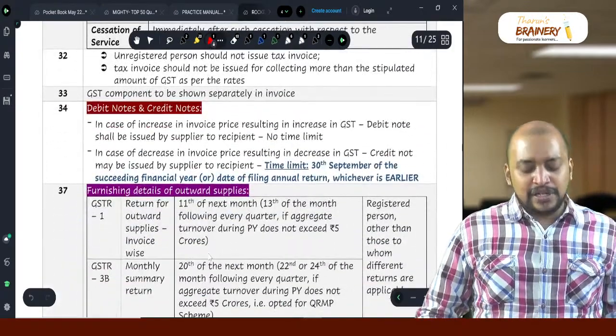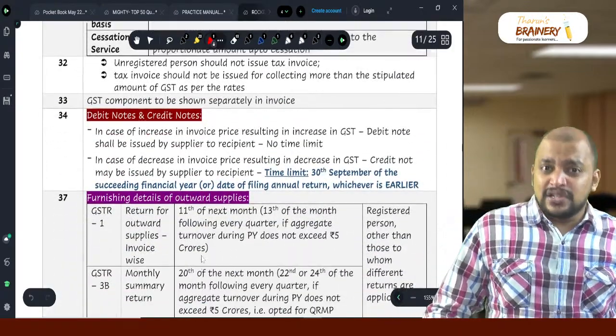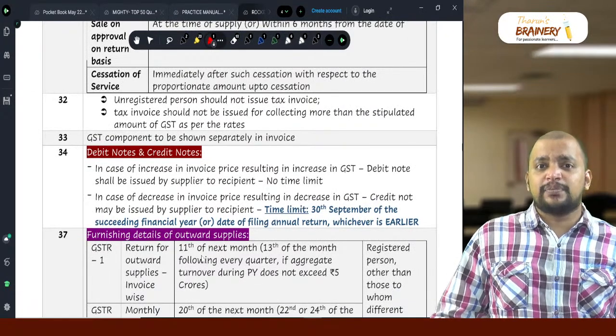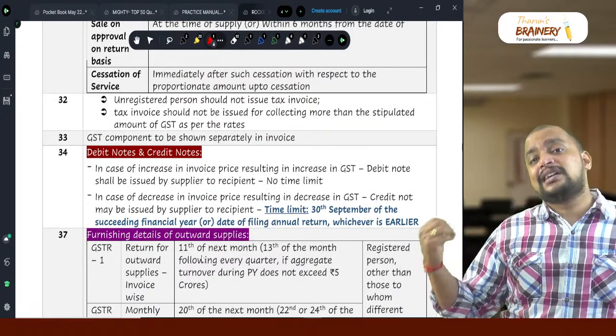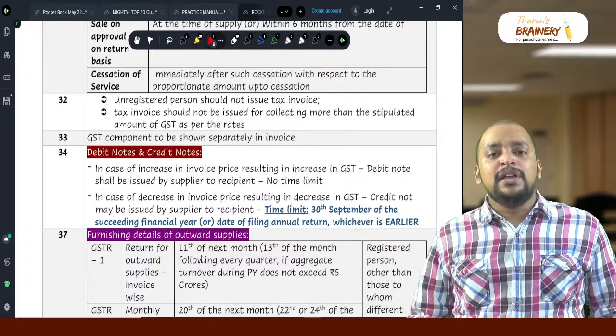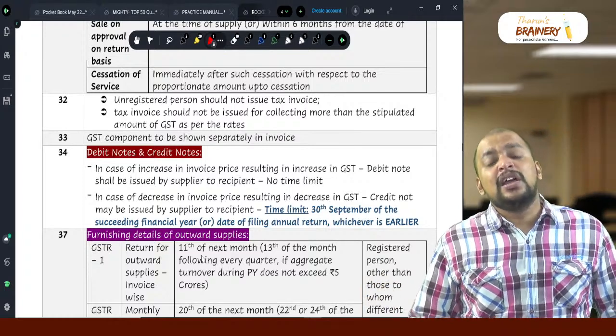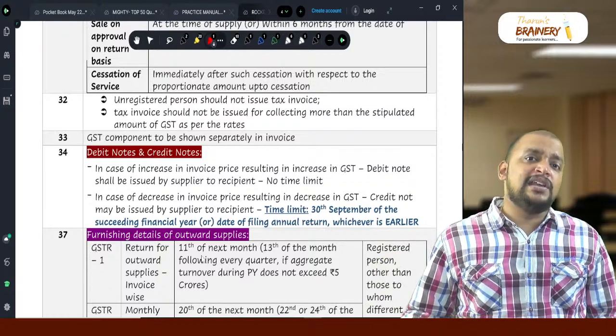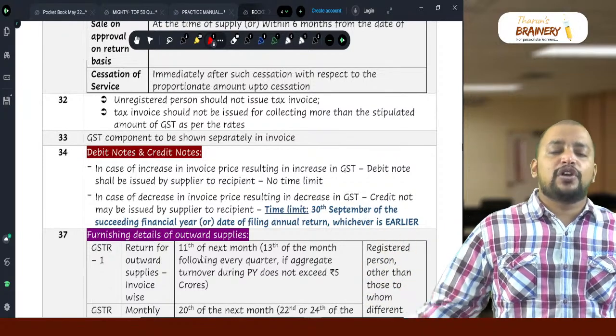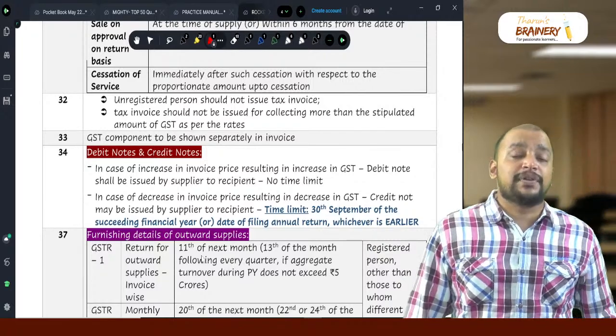Then section 32 says that you are an unregistered person. Being an unregistered person, you are not supposed to collect GST. So therefore you need to wait till the time you are getting the GSTIN, and only after that point of time you can raise the invoice. So until that point of time, we cannot issue invoice and recover the GST from the recipient.